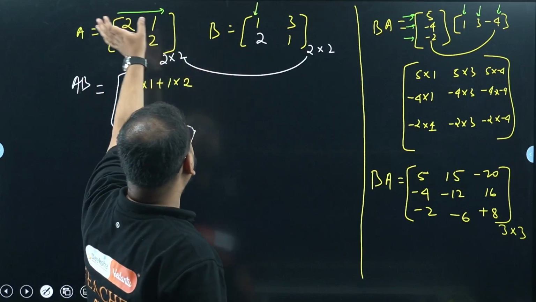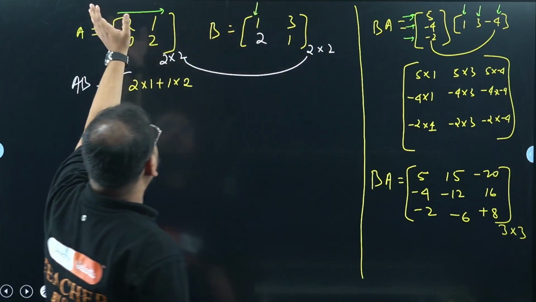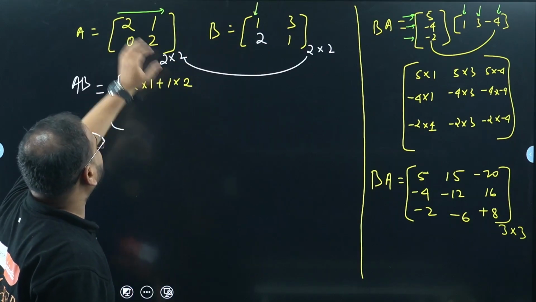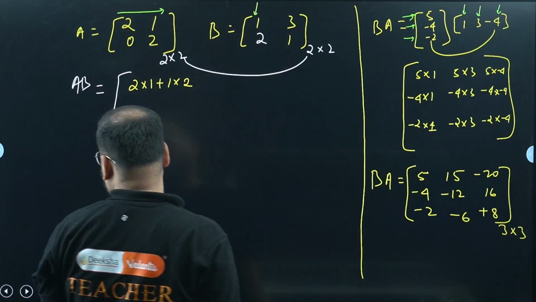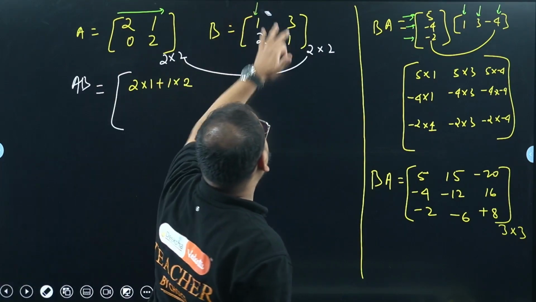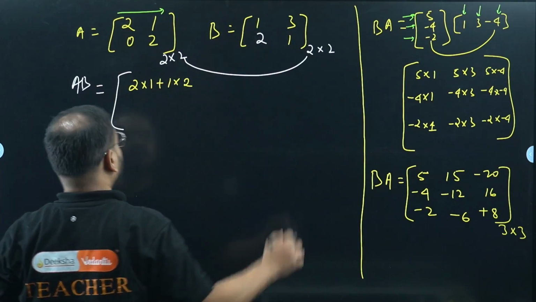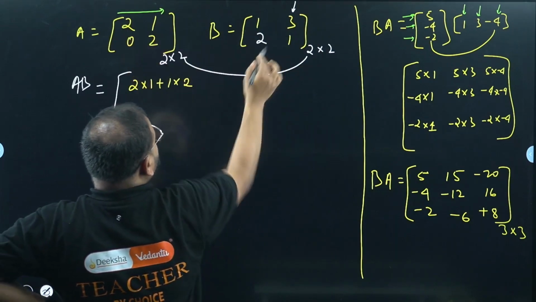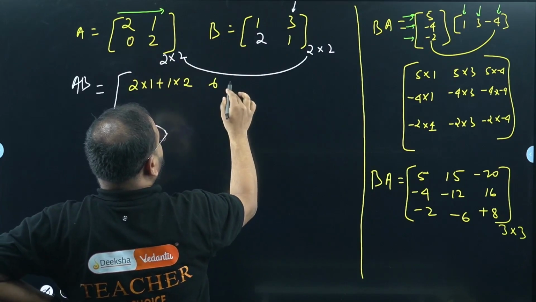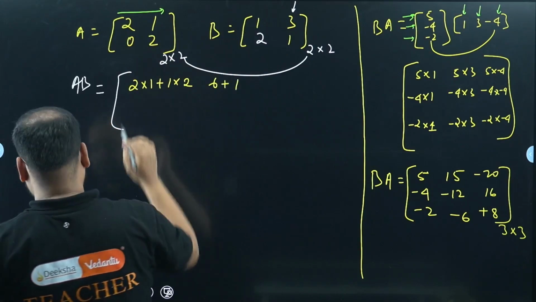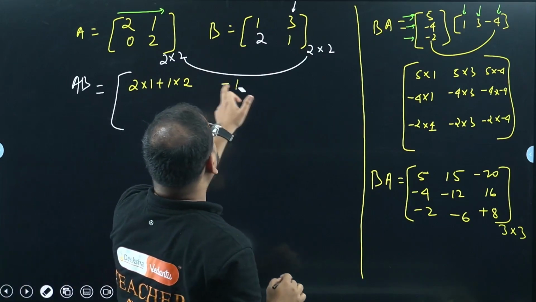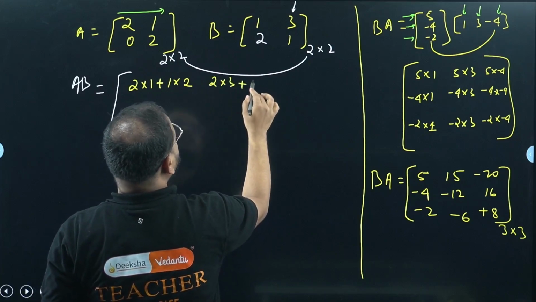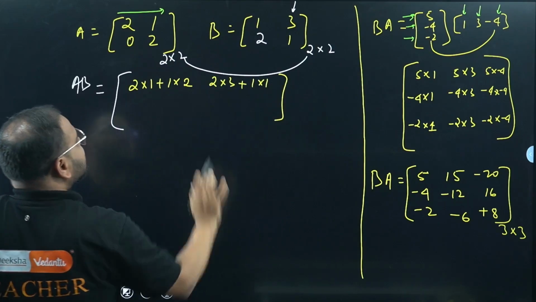Next we'll move on to row 1, column 2. Remember, row 1 with column 1, corresponding elements with a plus sign, and then row 1 with column 2. Column 2 is here. If I do that, 2 times 3 will be 6, and 1 time 1 will be 1, right? In the expanded form I can write 2 times 3 plus 1 time 1. So the first two elements I've got.